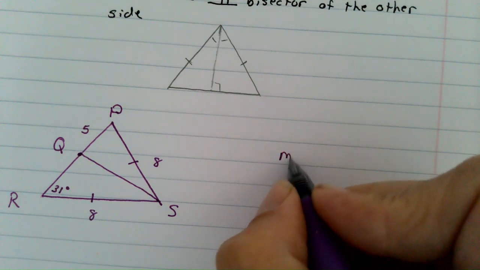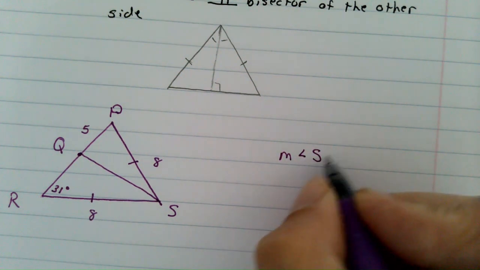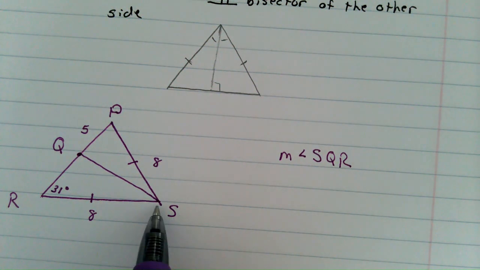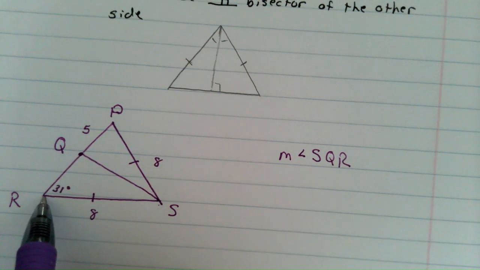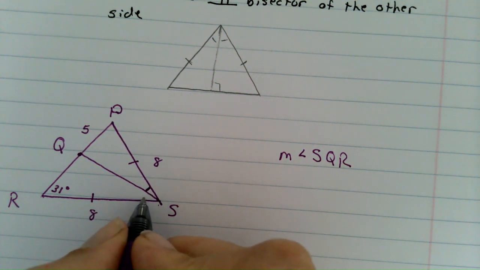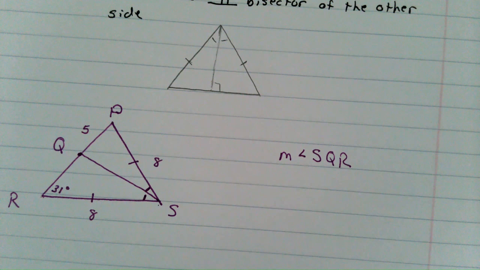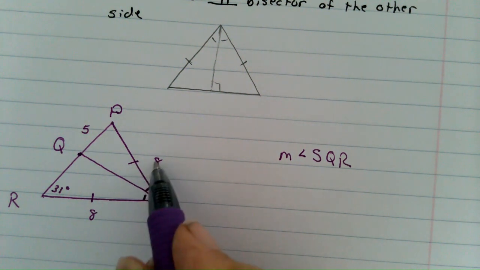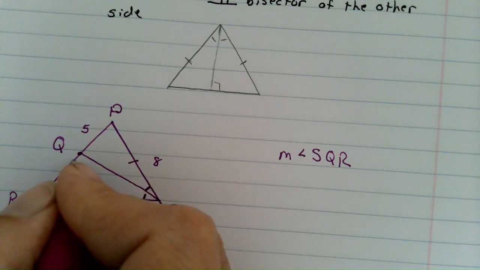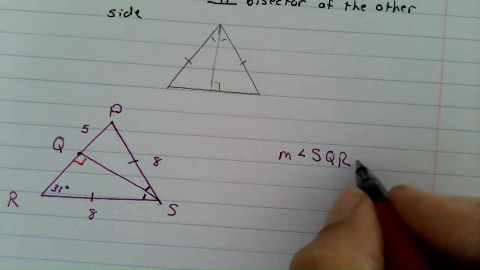Could you find the measure of angle SQR? So SQR, because it's isosceles, and oh, I forgot to mark this. There we go. Because of the fact that it's isosceles from the 8 and the 8, and because these are congruent, even though my picture's bad, that forces it to be a 90-degree angle.